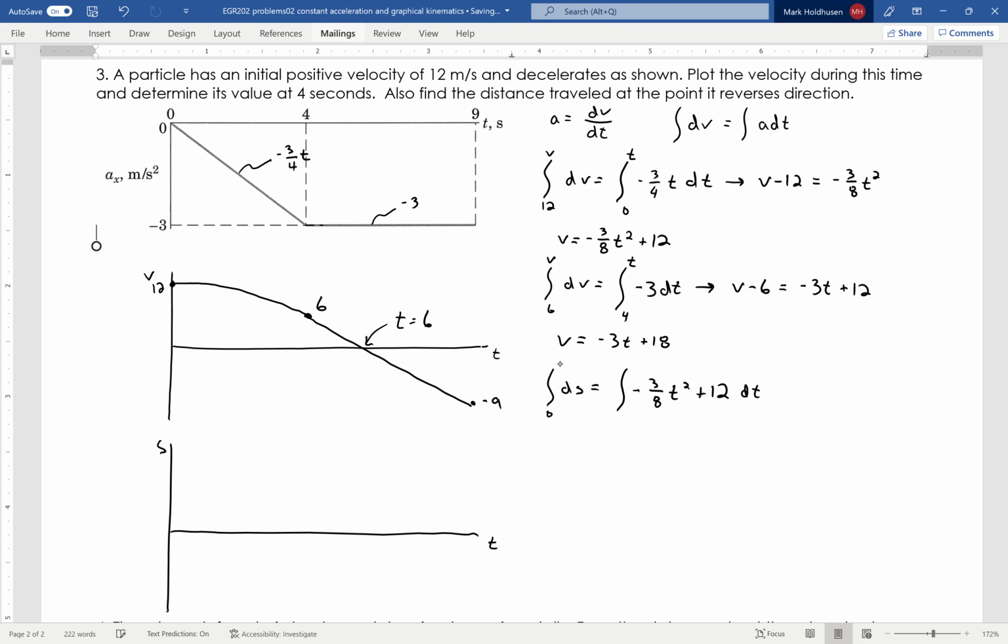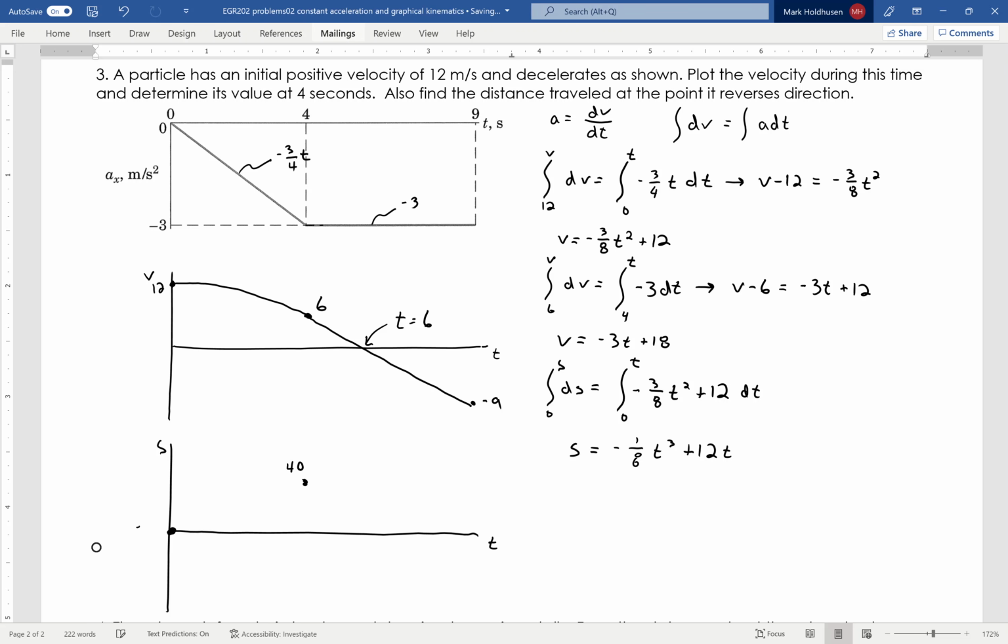So on this side I go from 0 up to s, and on this side I go from 0 up to, again, some arbitrary t, like so. So then the left side just very simply becomes s, and the right side becomes negative 1/8 t cubed plus 12t. Okay, and again, when it starts at 0, everything just drops away. So then that's what s is. When t equals 0, s equals 0, this thing starts at 0. And when t equals 4, plugging that in, I actually get 40.